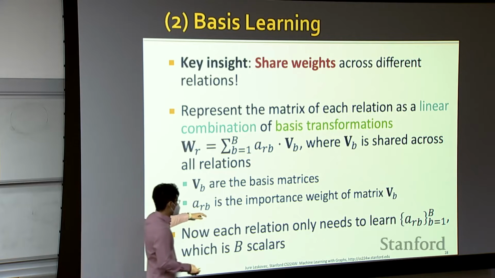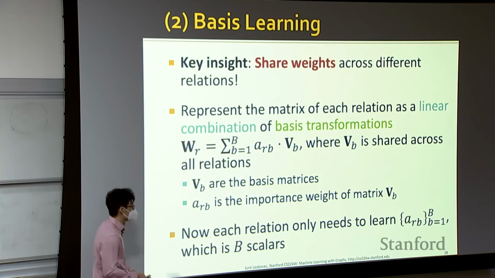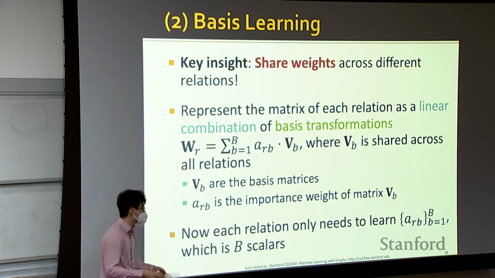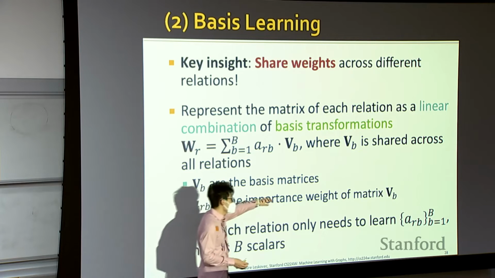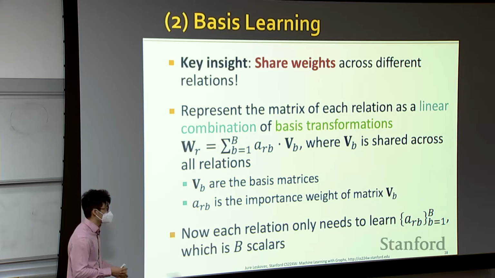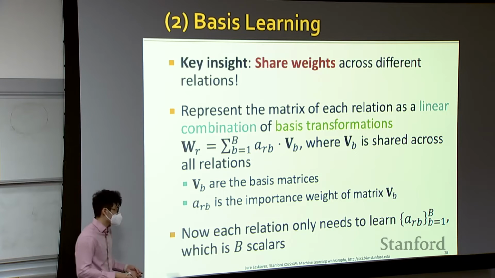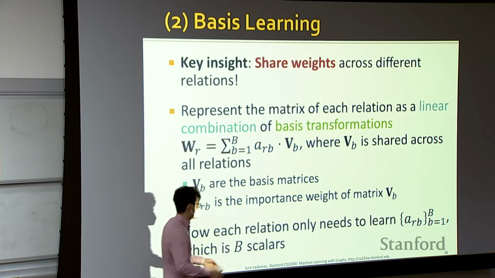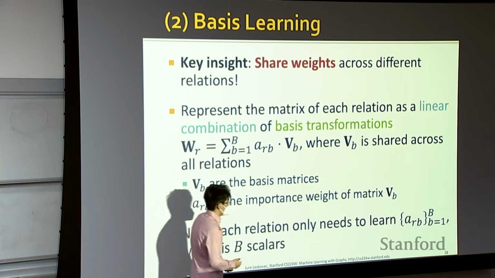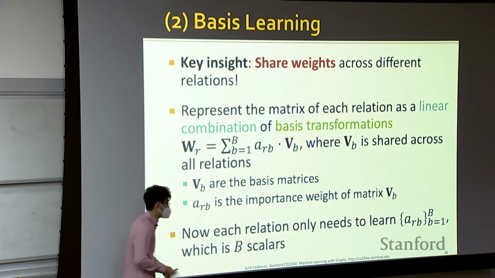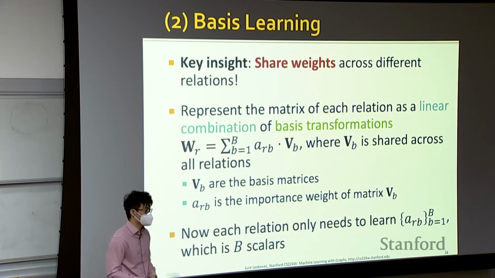So essentially what we learn is only this a_rb, which tells us how to linearly combine different columns of the weight matrix V_b. This way we can generate a different weight matrix for each relation type, without having to define R different weight matrices. So ultimately, to capture this relation-wise information, we only need to learn this vector a_rb, which only has B scalars. So this can also significantly reduce the number of parameters.